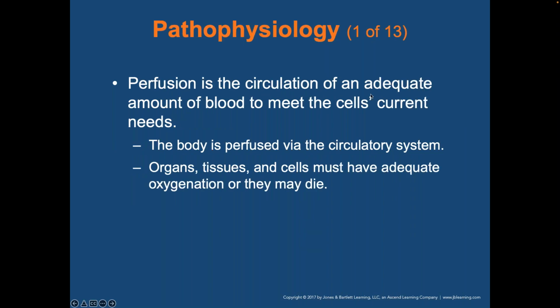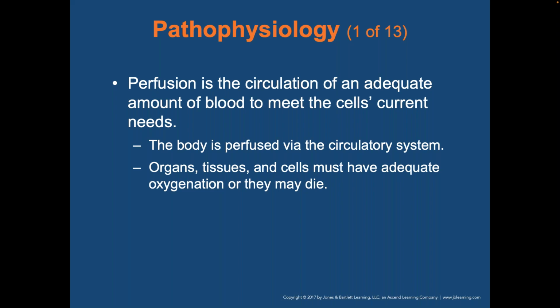So perfusion is the circulation of adequate amount of blood that meets the cell's current needs. So the body, remember, is perfused via the circulatory system. The circulatory system is a complex arrangement of connected tubes, including arteries, arterioles, capillaries, venules, and veins. There are two circuits in the body: the systemic circulation of the body and the pulmonary circulation in the lungs. The systemic circulation carries oxygen-rich blood from the left ventricle through the body and back to the right atrium.